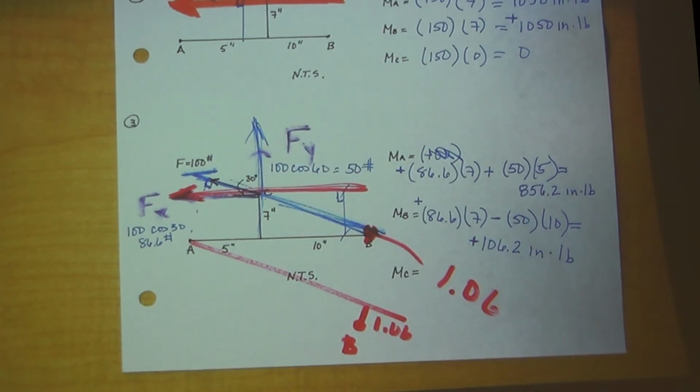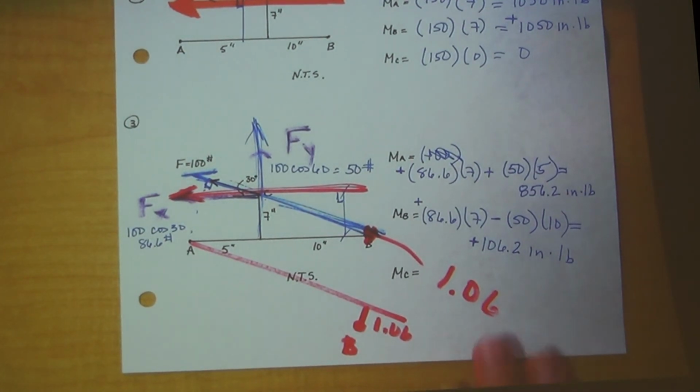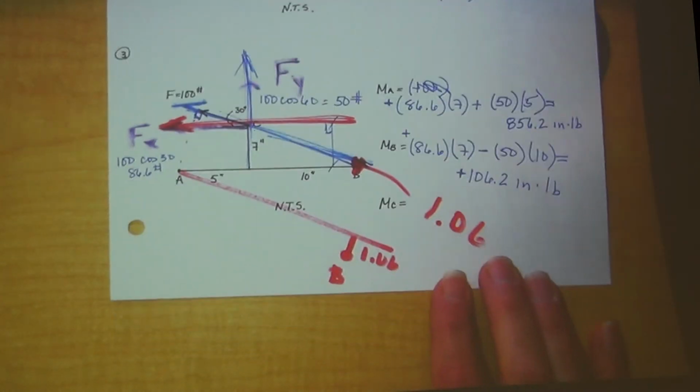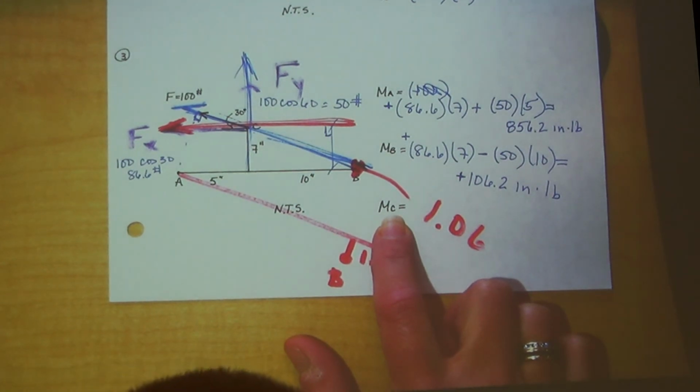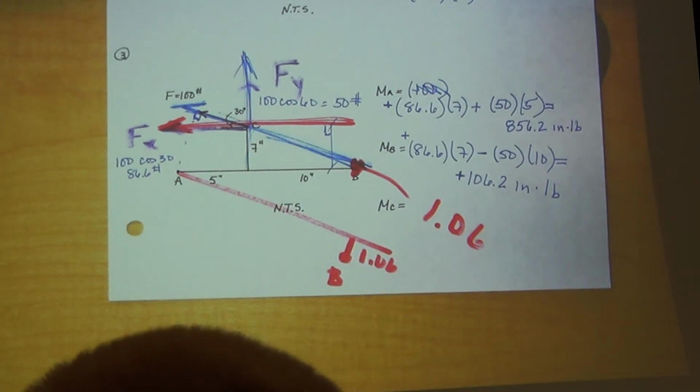Okay, let's do another one. Oh, we didn't do the last one. What's the moment about point C? You break it up into components again, but there's no perpendicular arm, there's no lever arm, so it's equal to 0. The moment about point C is 0 because the force goes through point C.